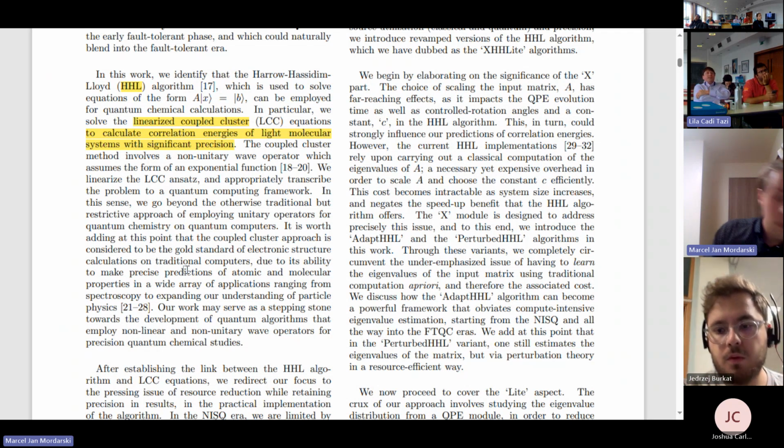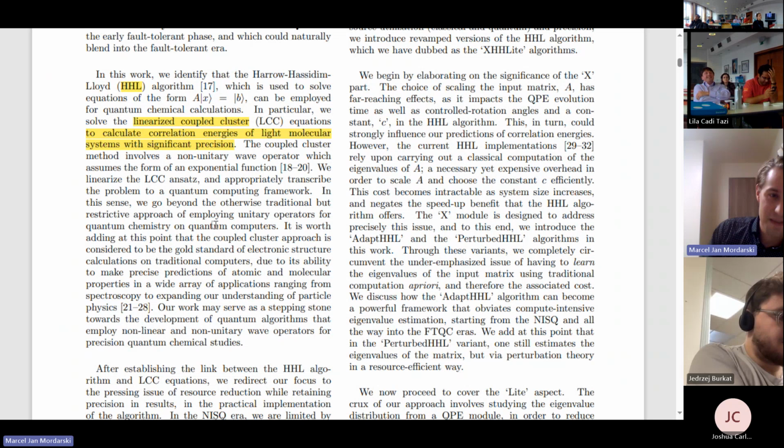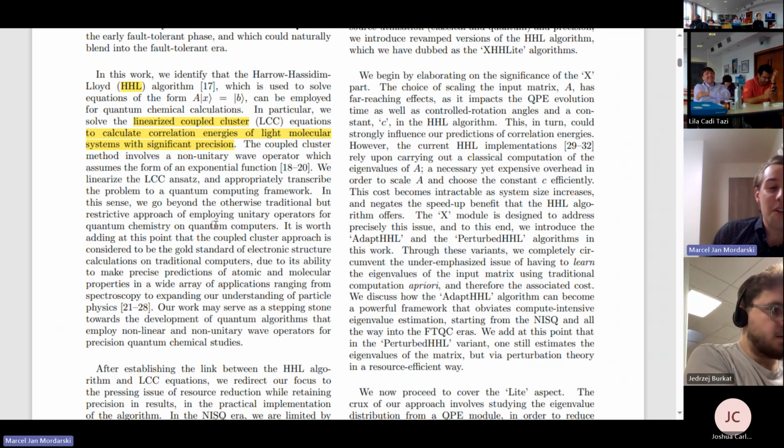I'd say significant precision is a very nebulous word. Yes. Well, it depends what you're using it for. And how quickly one needs it.